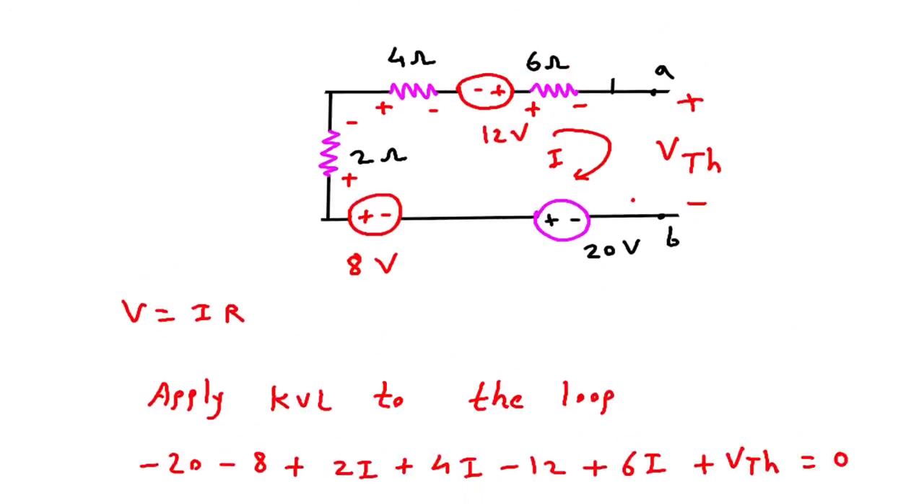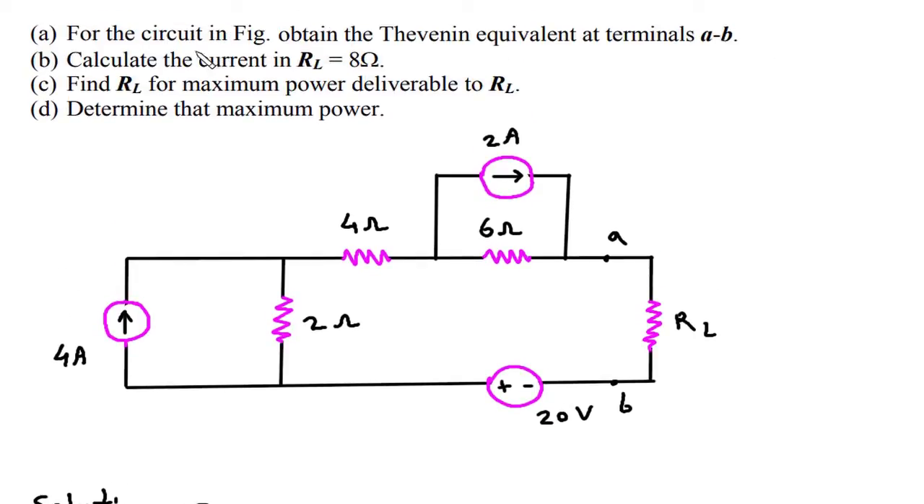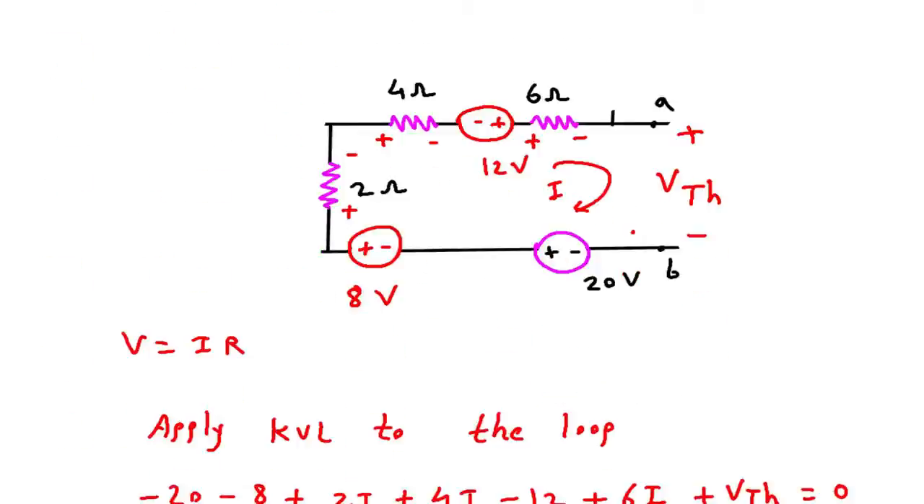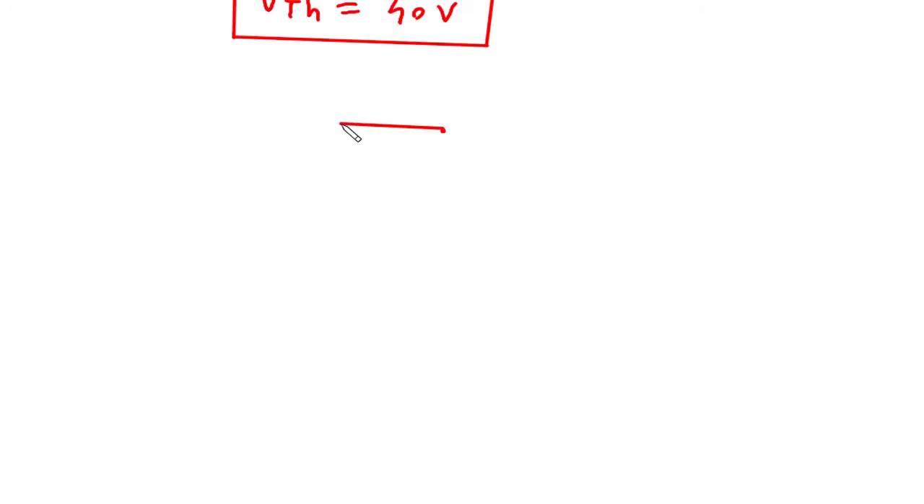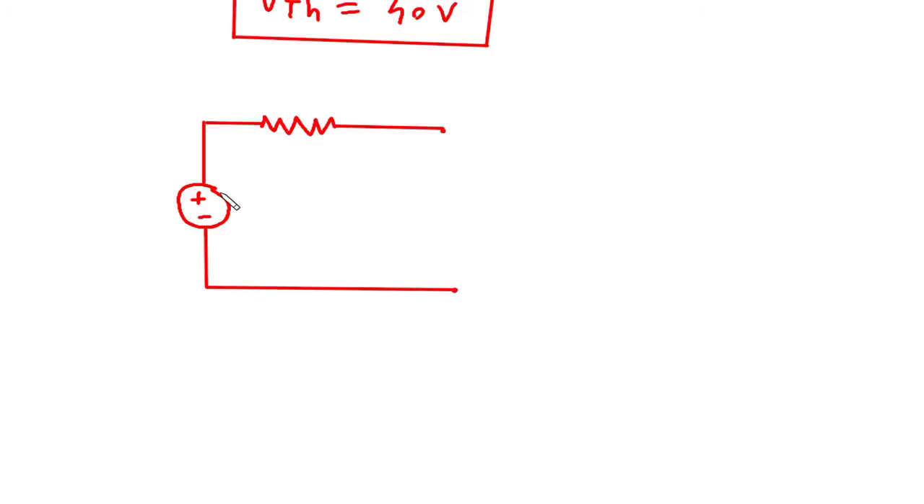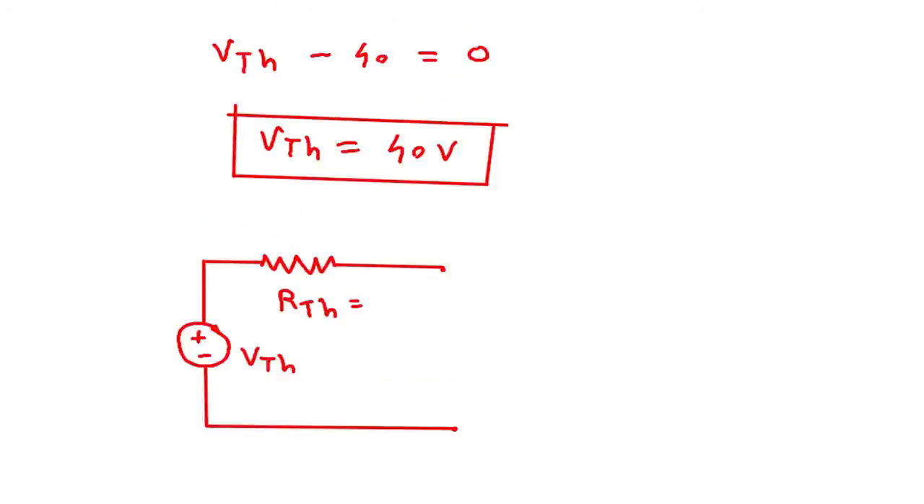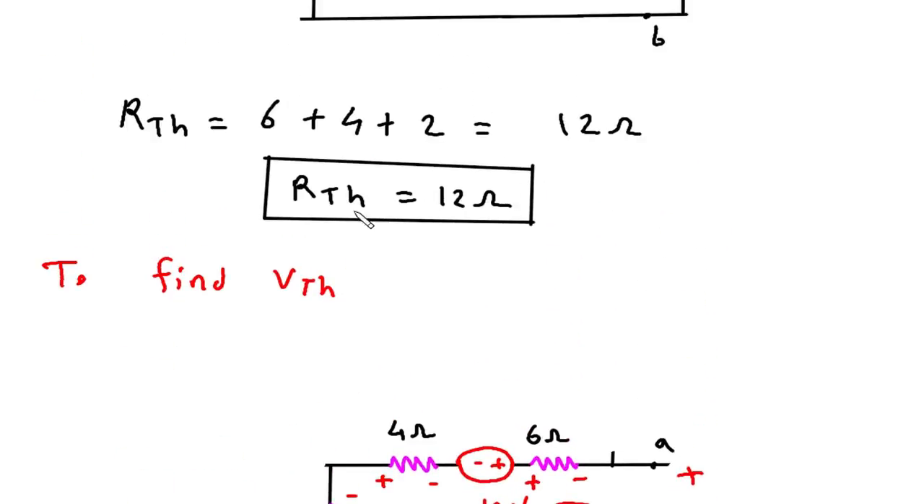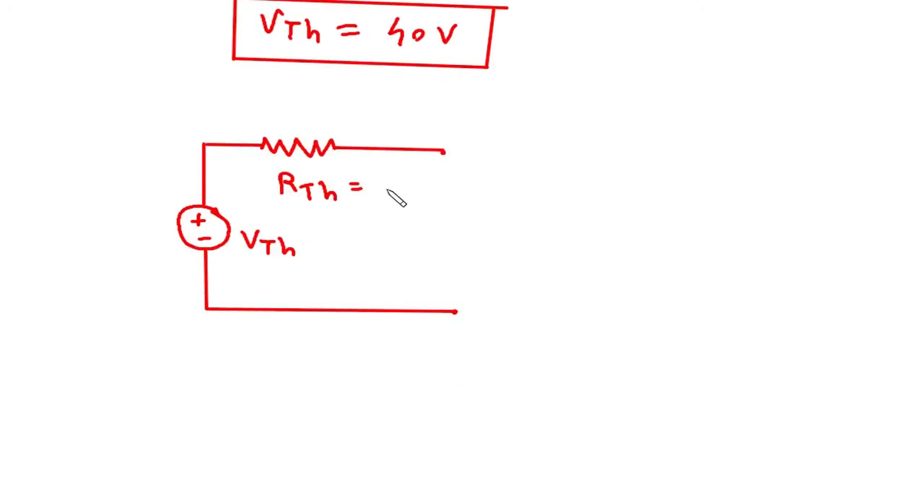Now we have the value of VTH and RTH. We have to find, for the circuit in figure, the Thevenin equivalent at terminals AB. So the Thevenin equivalent will be RTH in series with VTH. This is our RTH and this will be VTH, positive, negative. RTH is equal to 12 ohm and VTH is equal to 40 volt. This is terminal A and this is terminal B.